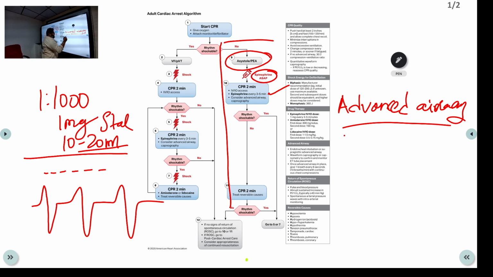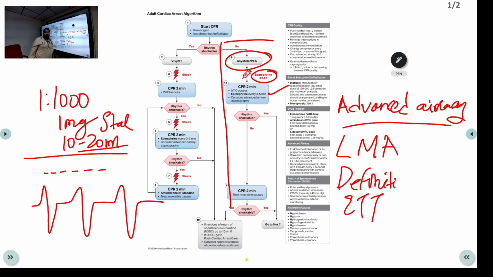Options are, you can have an LMA, laryngeal mask airway, which is a supraglottic airway device, Tulip airway, intubating airway. There are a lot of options available. You can either do that, or you can straight away go ahead with a definitive airway, that is your endotracheal tube. So when will the advanced airway be a priority?